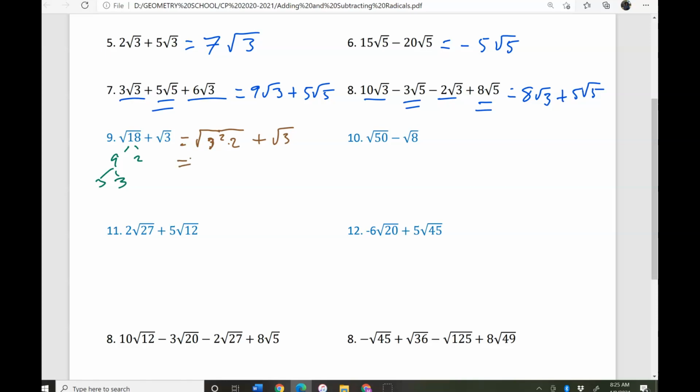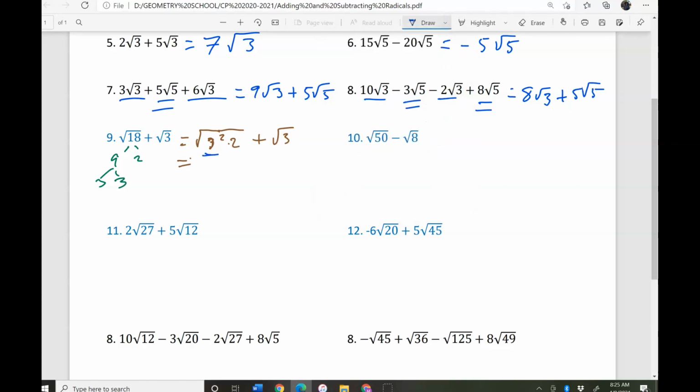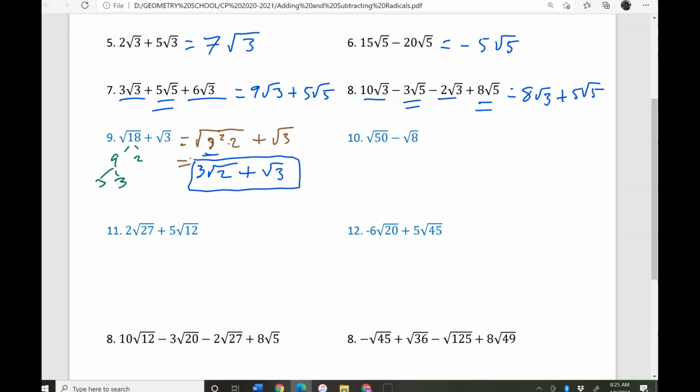The 3 is a good square kid, so it can come out of the house. Let's change color so it makes it a lot easier to see. This 3 right here is a good square kid, so it can come out of the house. So I get 3 square root of 2 plus the square root of 3. And that will be my answer. Okay.